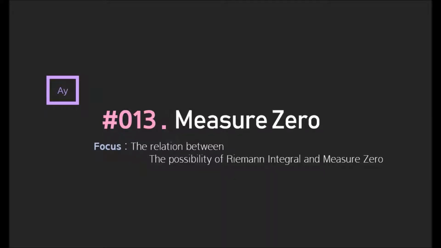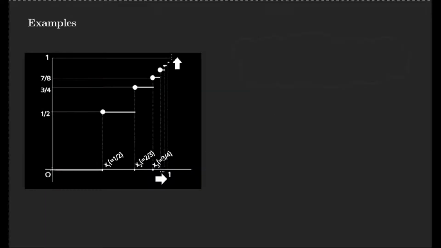Hello everyone. Today I'll talk about measure 0, which depends on the possibility of the Riemann integral. In order to explain our protagonist, measure 0, I'll explain some examples of the Riemann integral. This is clearly related to our main concept. So let's see two examples. The first example is plotting a graph.